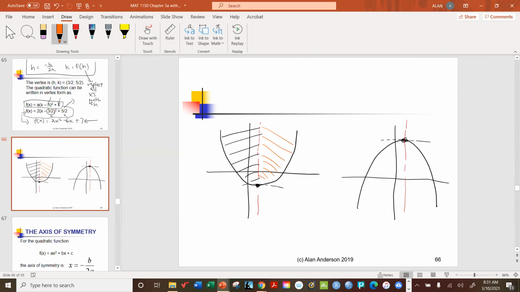And the dividing line is this thing. And we'll call this, make it a little thicker there, the axis of symmetry. It sounds very impressive, doesn't it?